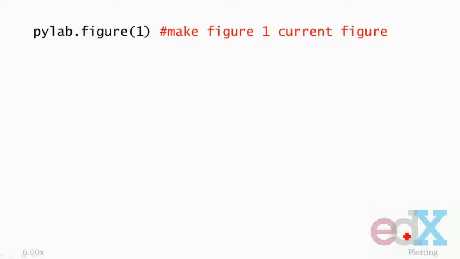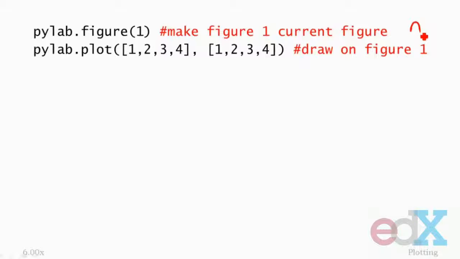Pylab has a notion of a current figure. Executing a statement pylab.figure with some argument, let's say n, sets the current figure to the figure numbered n. Subsequently executed Pylab commands implicitly refer to that figure until another pylab.figure command is executed. Therefore, the next line of code, pylab.plot, will draw some points and connect them with lines on figure 1, as we saw in the last segment.